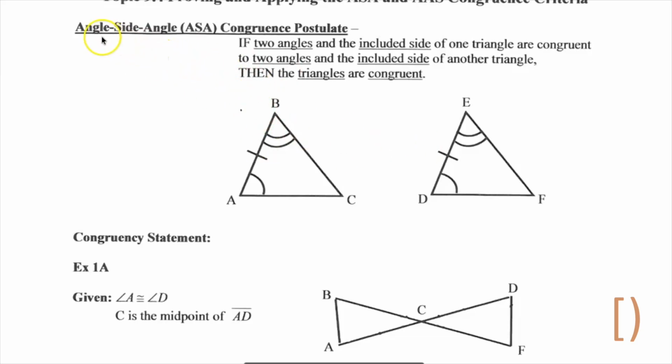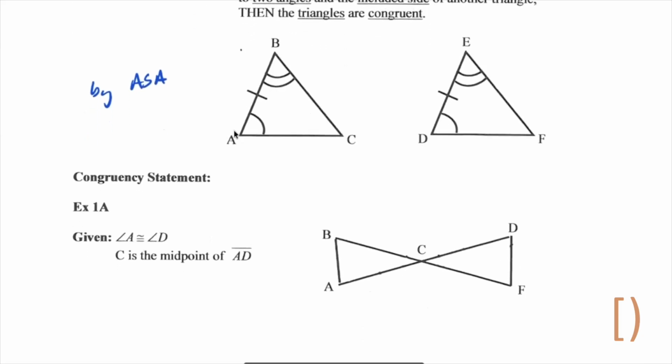And the first one we're talking about is angle, side, angle. So very similar to side, angle, side. The key thing here is the side has to be in between the two angles. So if two angles and the included side of one triangle are congruent to the two angles and the included side of another triangle, like you have here, then the two triangles are congruent. So these two triangles are congruent by angle, side, angle.